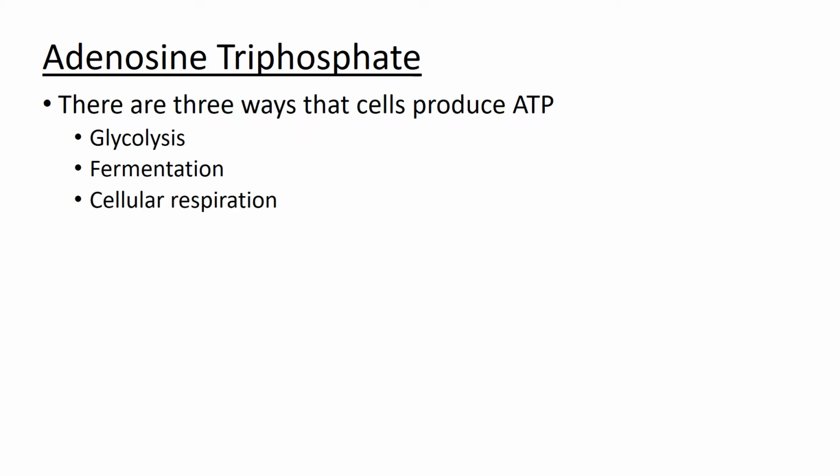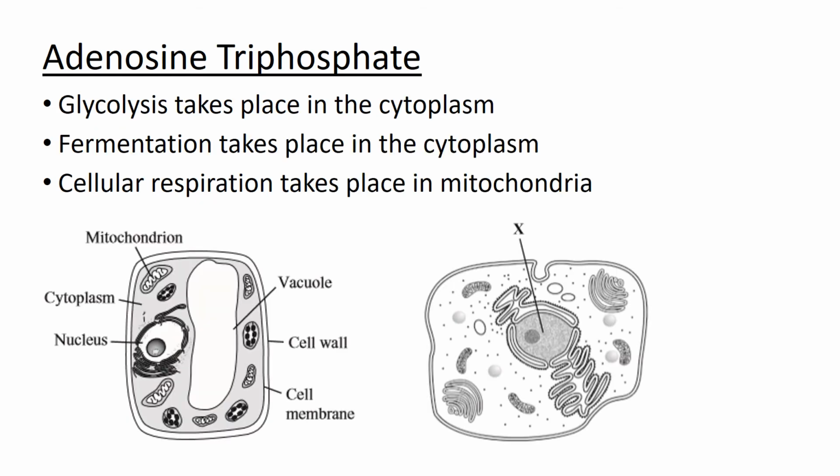There are 3 ways that cells produce ATP: glycolysis, fermentation, and cellular respiration. Glycolysis and fermentation take place in the cytoplasm. Glycolysis takes place in the cytoplasm. Fermentation takes place in the cytoplasm. And when we say cytoplasm, what we mean here is it doesn't take place inside of an organelle.